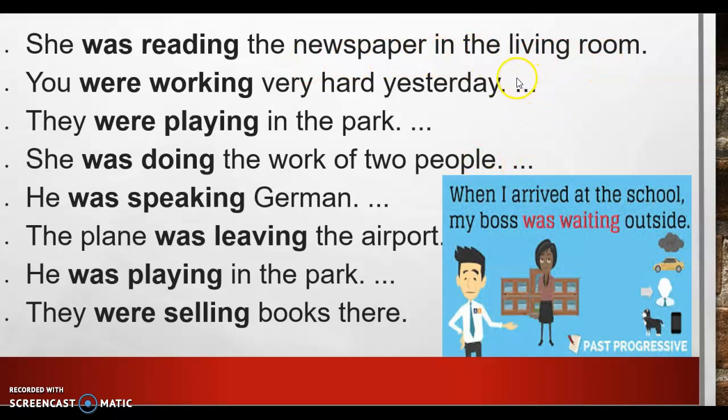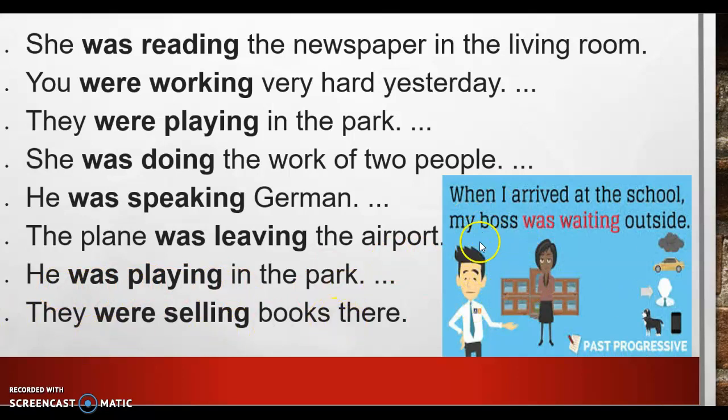So this is past progressive. You were working very hard yesterday. You were working because we have ing in the verb. We use was and were. See, and they were playing in the park. She was doing the work of two people, and he was speaking German, and the plane was leaving the airport. He was playing in the park. They were selling books there.